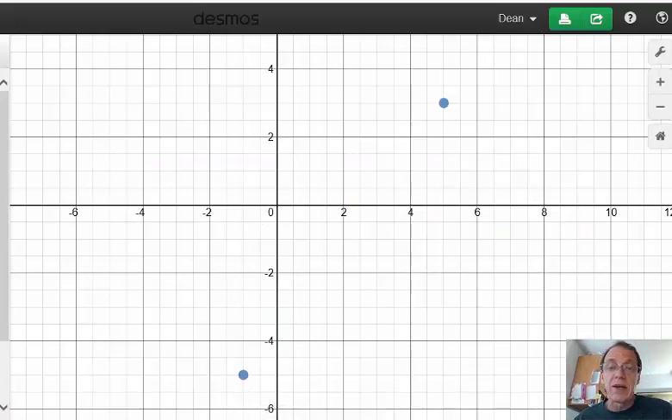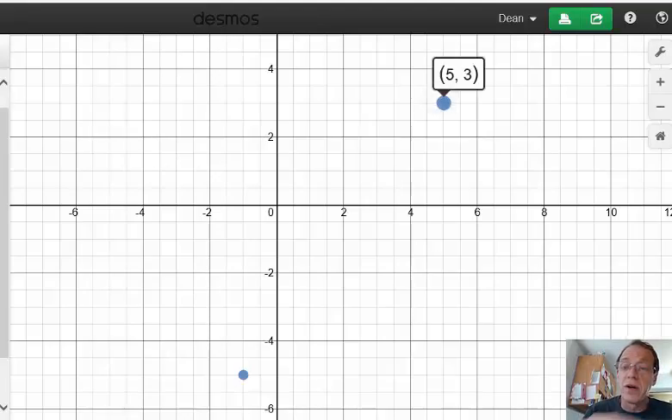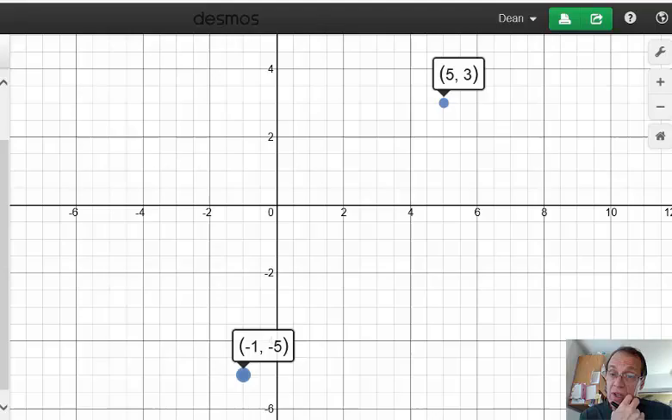Once again, this is starting to sound a lot like a graph that I could draw. So here I've drawn in Desmos our 2 points. Our 2 points are (5, 3) and (-1, -5). Now I know that the radius is going to be half the distance between those. I also know that the midpoint is going to be halfway in between those 2 points, somewhere right in here. I'm not sure exactly, but somewhere right in there, right?